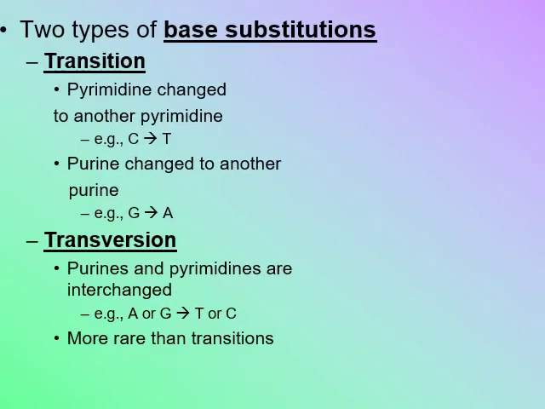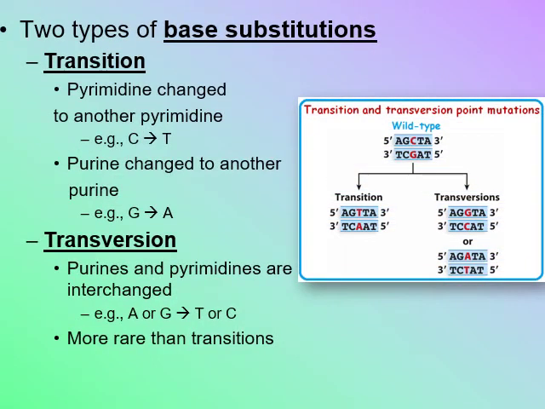There are two types of base substitution, transition and transversion. In transition, a pyrimidine is changed into another pyrimidine, for example cytosine into thymine, or a purine is changed into another purine, for example guanine changed to adenine. The other type, transversion, is one in which purines and pyrimidines are interchanged. This type is rarer than transition.